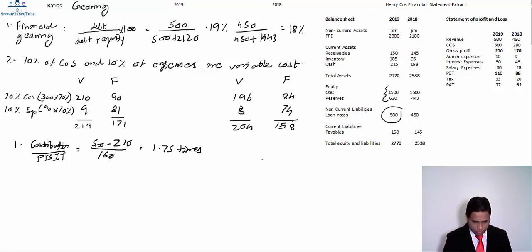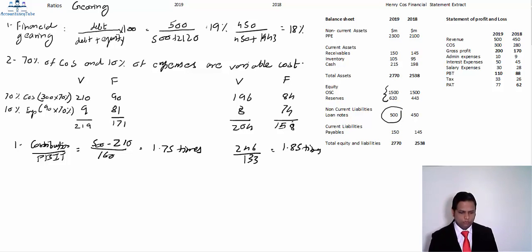After that, doing the same for 2018, we have a total contribution of sales less variable cost. That's sales of 450, variable cost of 204, which will give you 246. And the profit before interest and tax for 2018 was 133. This gives 1.85. So the fixed proportion has reduced. If we look at the contribution over PBIT, it has basically reduced. So it's a good sign.